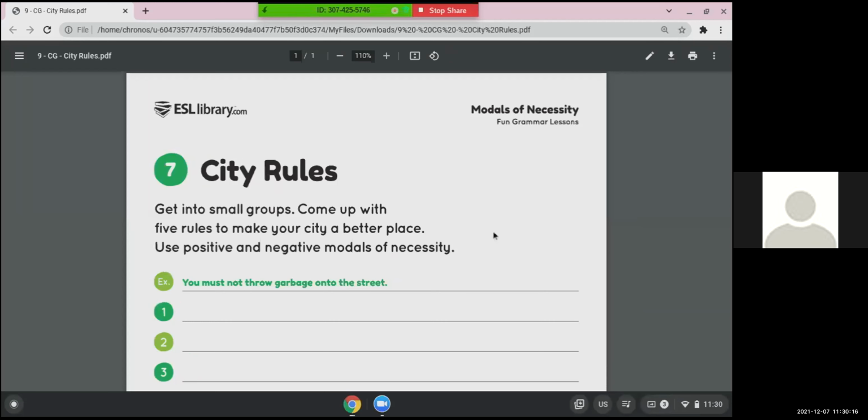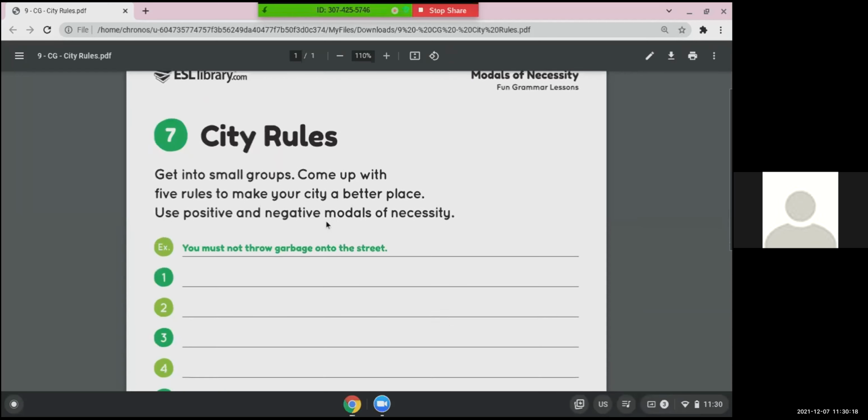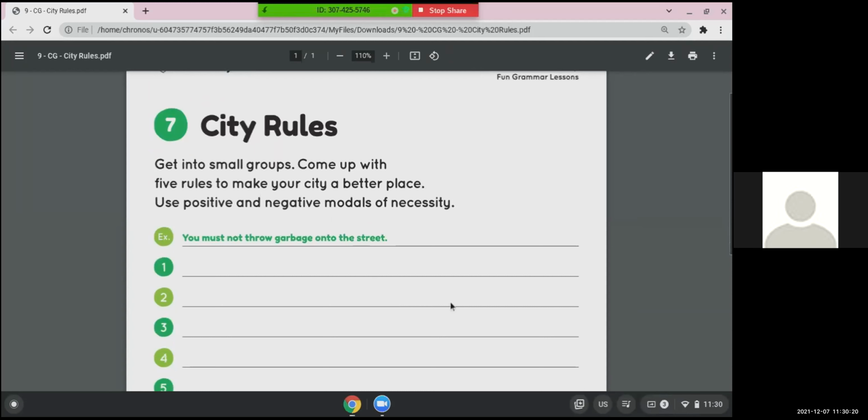Okay. Can you see? Yes. All right, think first. So Vanessa talked to us about using must, not using have to or have got to. We must.